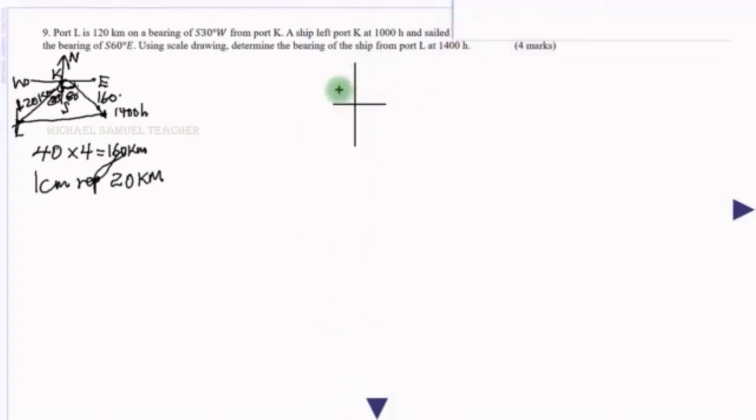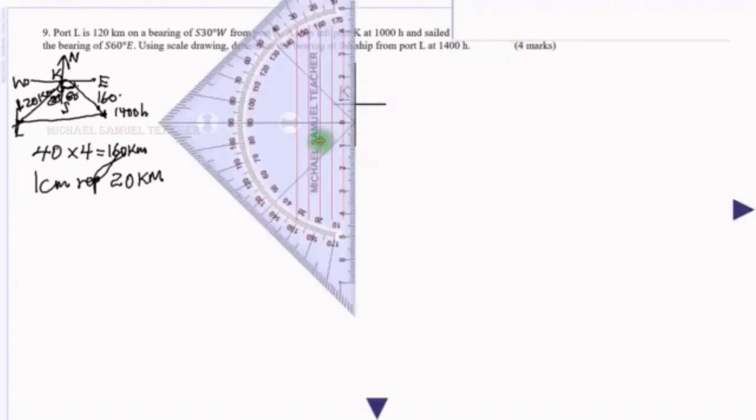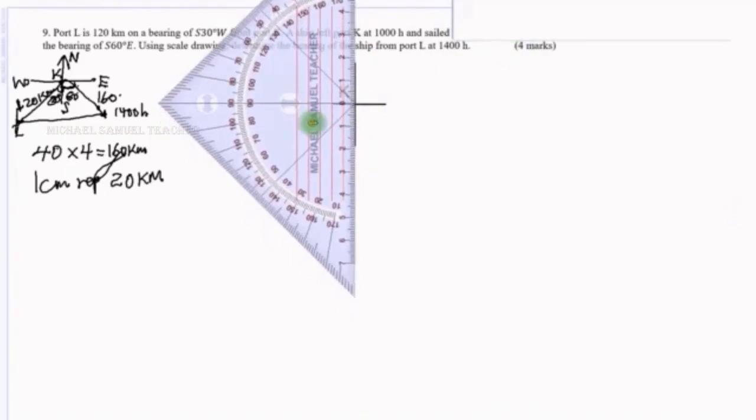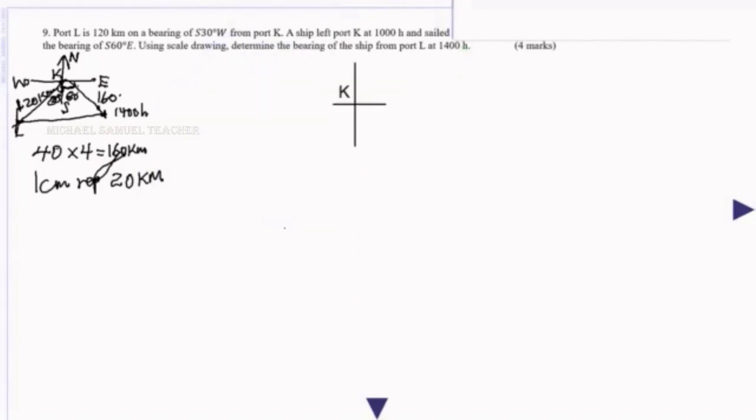So from here, that is 40. Then I'll use a protractor to measure an angle of 30 degrees. So 30 degrees will be there. It certainly will be there. So then let me remove it. Then I use a ruler.